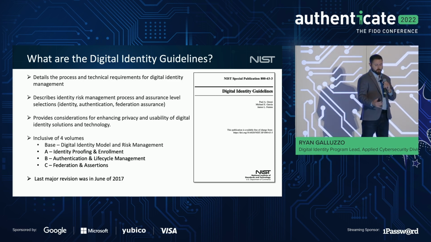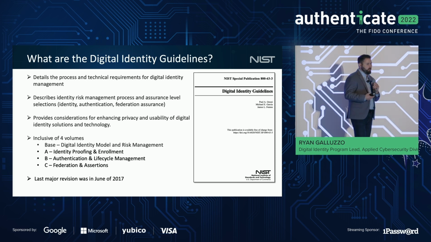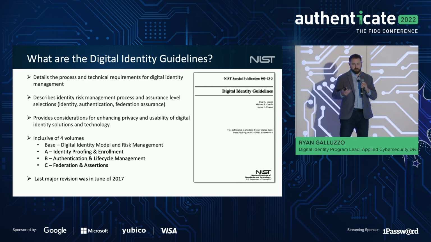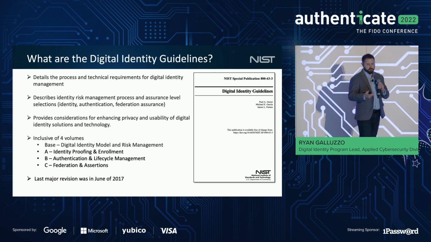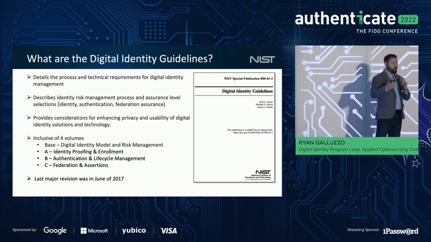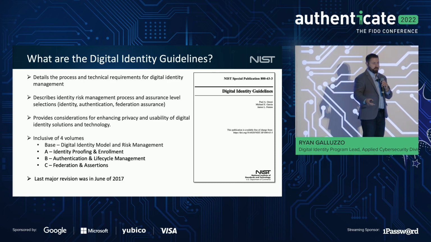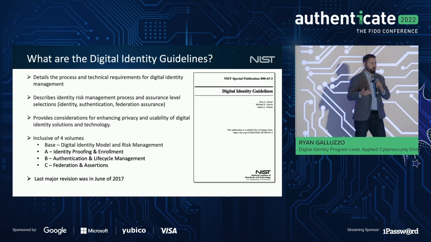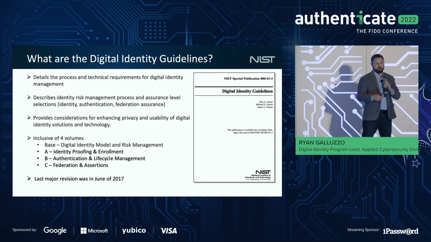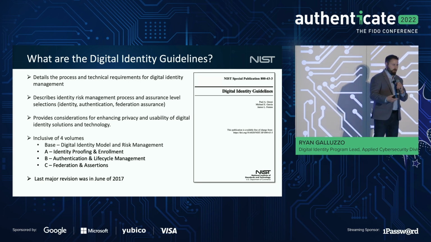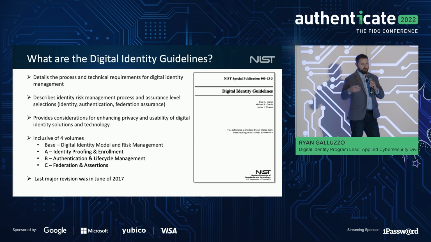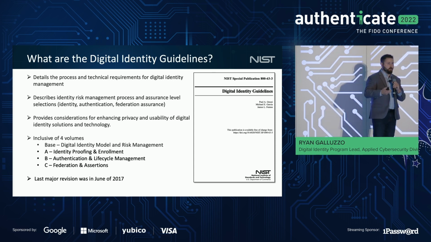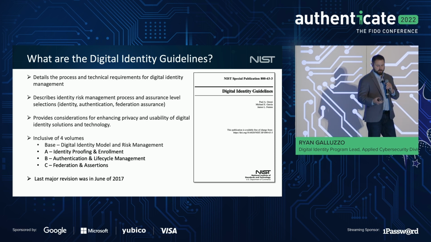800-63 Revision 3, which came out in 2017, provided a pretty comprehensive reboot of the identity guidelines. So what had previously been the e-authentication guidelines, and was one document, was broken out into 4 different documents. The base volume, which covered the digital identity model and risk management, Volume A, which covered identity proofing, B, authentication, C, federation, really changed the paradigm in which people looked at the different parts and pieces and processes of identity. In particular, it also brought out in that document privacy and usability, elevating those up to be equal to security when you're making some of your risk-based decisions and when you're understanding identity.